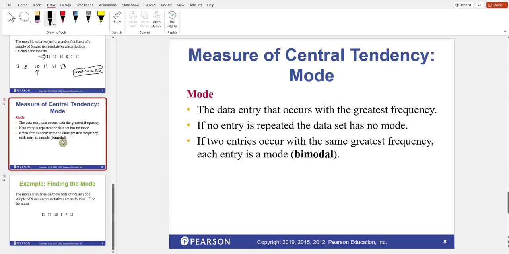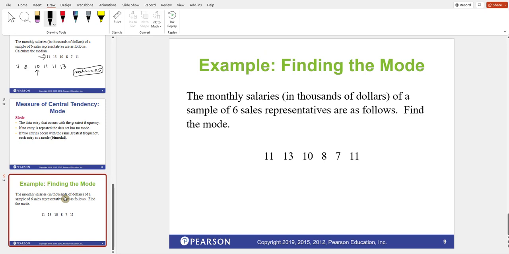The mode is the entry that appears the most often, the most frequent. If there's no data entry that's repeated, then we say that there is no mode. If 2 entries occur with the same greatest frequency, we say each entry is a mode. We call it bimodal. So we go to this data set, and look for the value that appears the most. You can put it in numerical order if you want to, but it's not necessary. As you can see, 11 appears twice here, so the mode is 11. That's the number that appears most frequently.